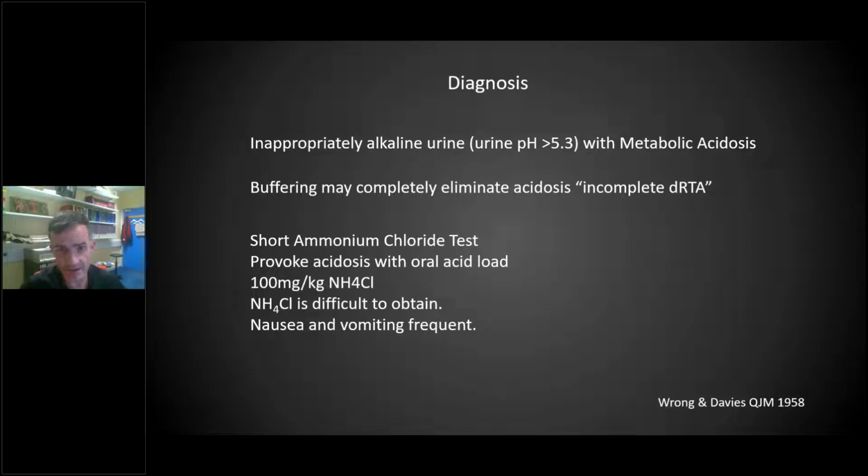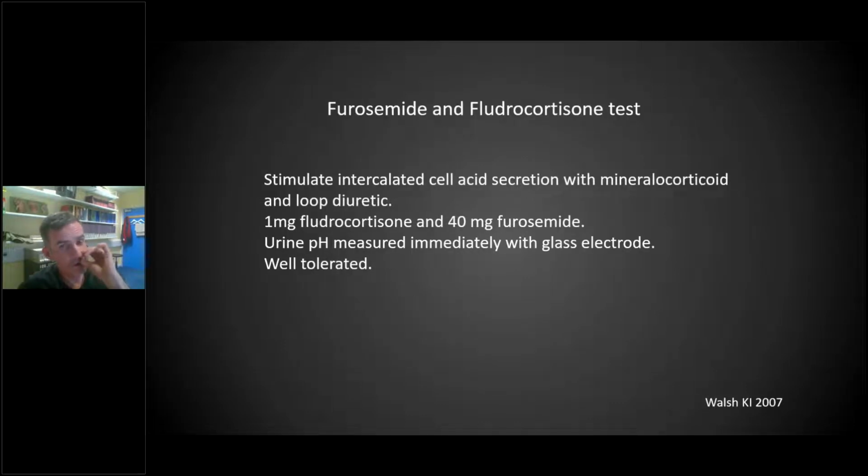There is an alternative test that we came up with a long time ago now, and that's to use frusemide and fludrocortisone. It's basically a kind of cheat of making your intercalated cells secrete more acid by using an aldosterone analog and a loop diuretic. In this case, 1 milligram of fludrocortisone, that's a big dose of fludro, and 40 milligrams of frusemide at the same time. And you measure the urine pH on an hourly basis after this, using a glass electrode. This is well tolerated by patients and volunteers alike.